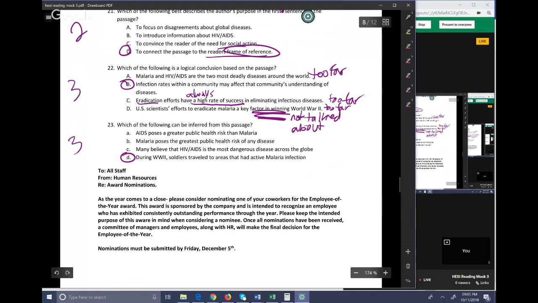A is wrong. So the way that they said A is the opposite of what they should have said. It says AIDS poses a greater threat. They said that malaria poses a greater threat than AIDS. B is too far.